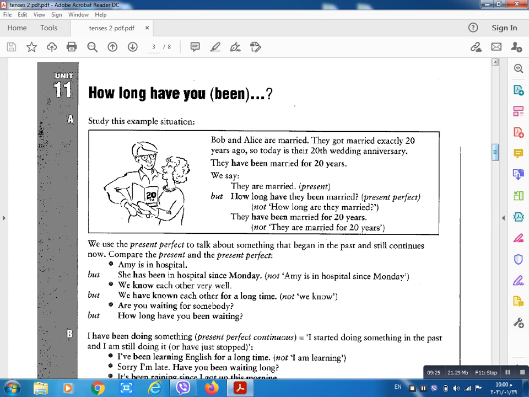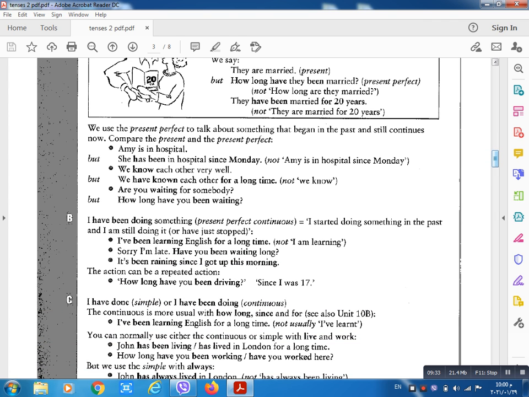Here we have a certain comparison between present simple and present perfect. She has been in hospital since Monday. We know each other very well. Here we have a comparison between present perfect simple and present simple. What about B? I have been doing something, present perfect continuous. I started doing something in the past and I am still doing it, etc. So what I have just told you is that in this unit we have a revision of the previous units we dealt with before.